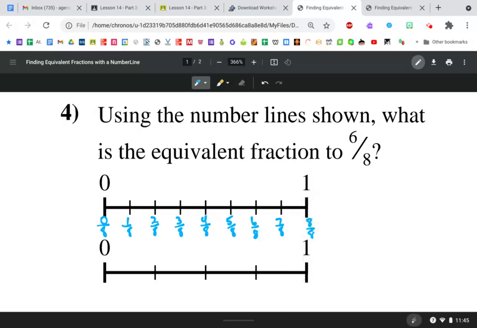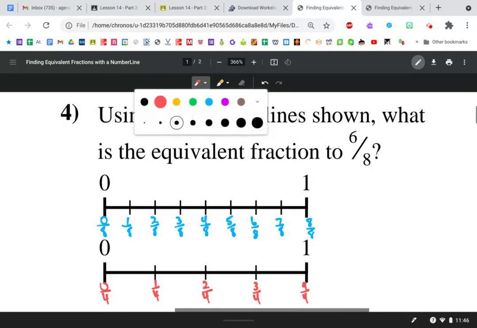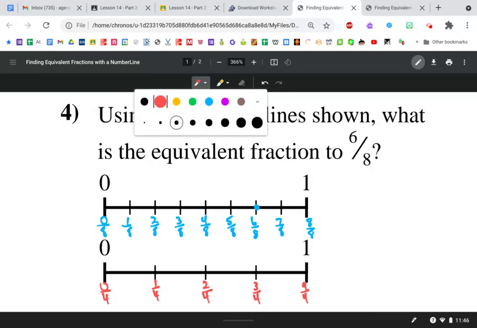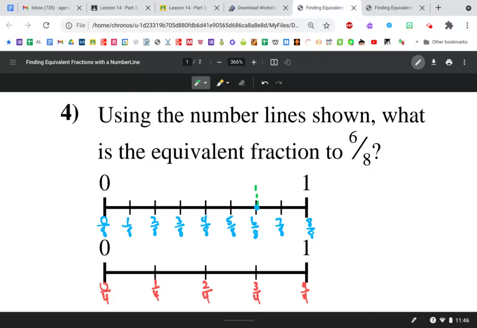And the second number line, we have, let's see, 1, 2, 3 fourths this time. So let's label this number line in fourths. 0 fourths, 1 fourth, 2 fourths, 3 fourths, 4 fourths. So 6/8 is the fraction we're trying to find an equivalent fraction to. So there it is, 6/8. Oh, let's turn that off, turn this on. 6/8 is here. And that would be equivalent to, let's see here, straight down, 3 fourths.